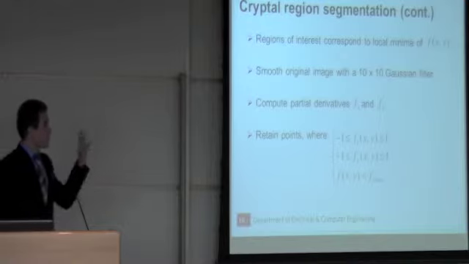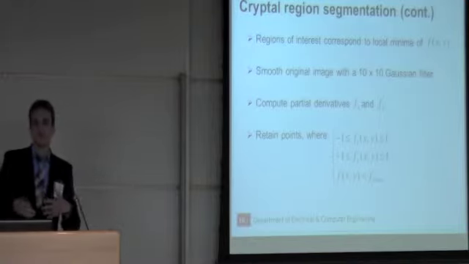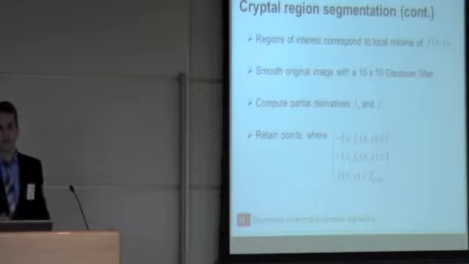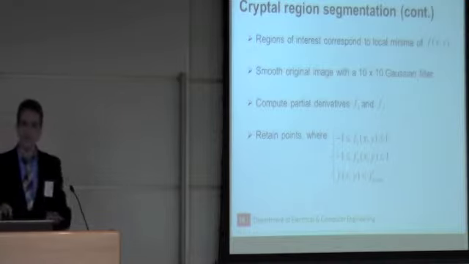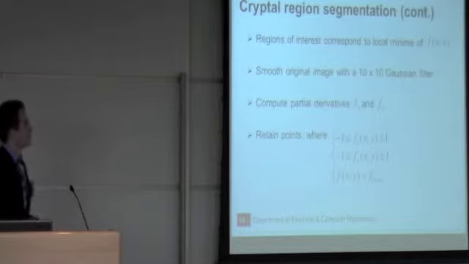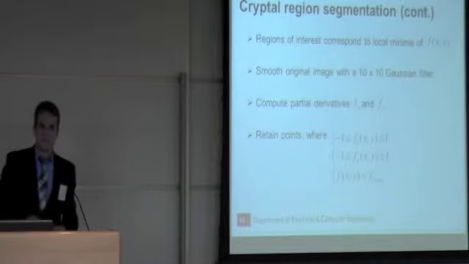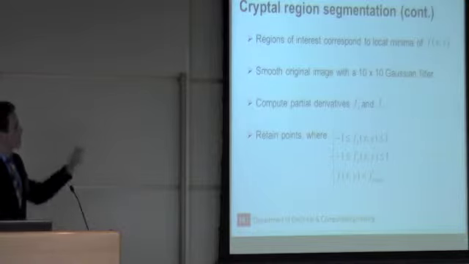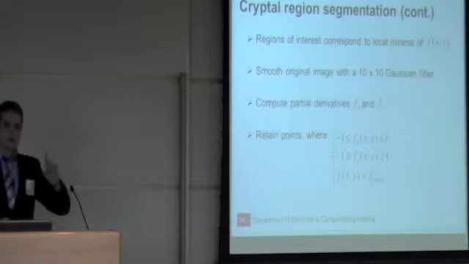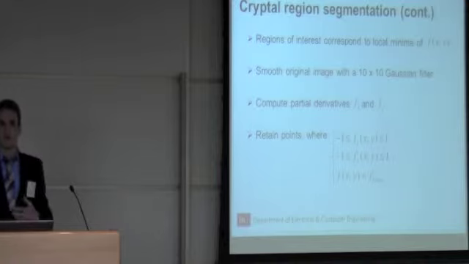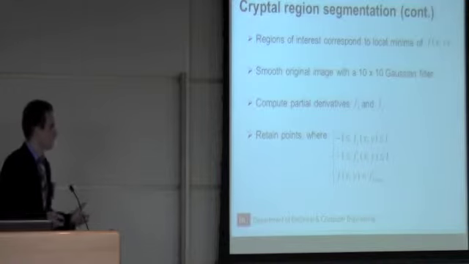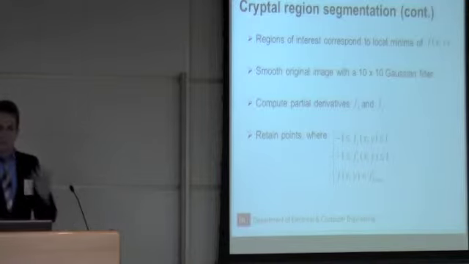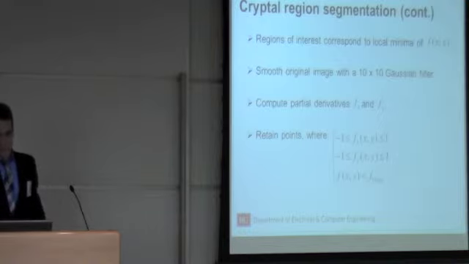So the following gradient-based segmentation algorithm was applied. Regions of interest correspond to local minima, so we smooth the original image with a 10 by 10 Gaussian filter to make the surface more continuous and remove some noise. Then the partial derivatives along the horizontal direction and the vertical direction are computed, and only those points where the partial derivatives have a value between -1 and 1, in other words, close to 0, and the intensity value is below the mean, are retained. The results are as follows.